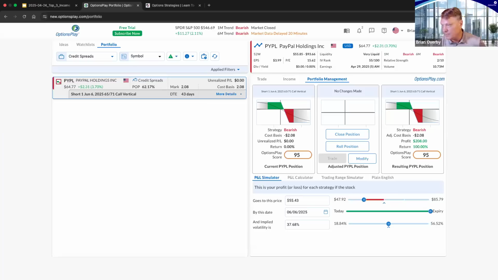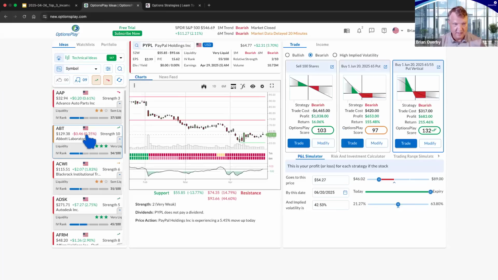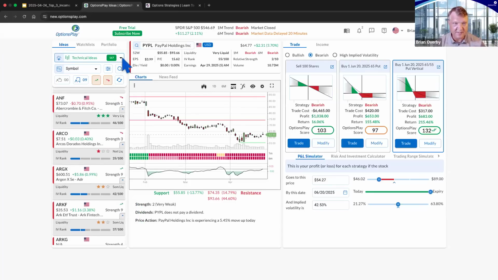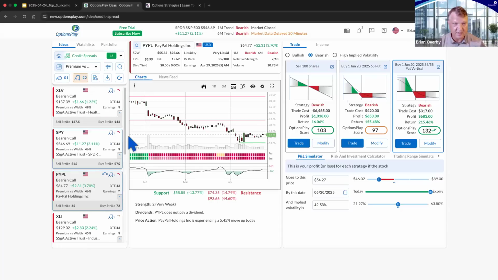What does POP mean? Okay, that's a great question. So let's go back to the ideas. Advanced Auto Parts, that's an interesting one. Now let's do Newmont Mining. Let's stay within the technical ideas. But Advanced Auto Parts is interesting just in general, if we're going to have hard times ahead of us.